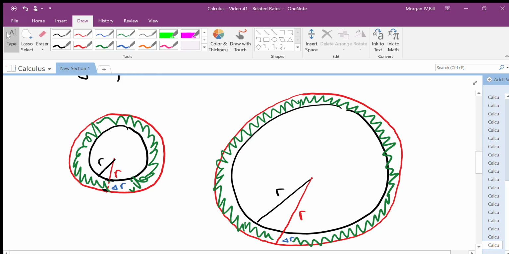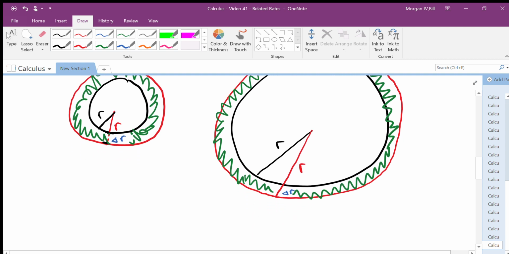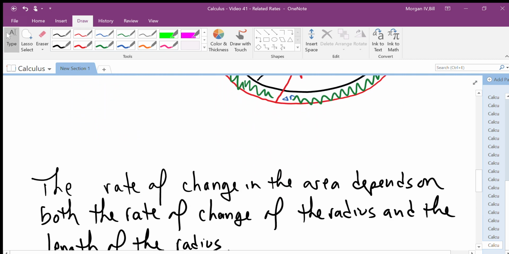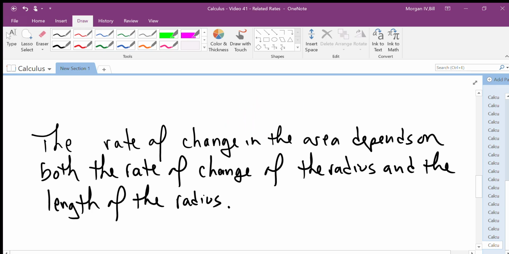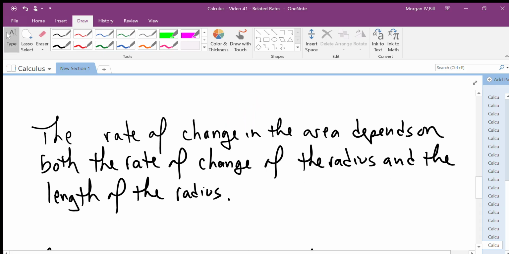How can we see this in a formula? How can we understand this related rates idea in an equation? Go over here. I originally said the same thing: the rate of change of the area depends on both the rate of change of the radius and the length of the radius, kind of what I said above there.